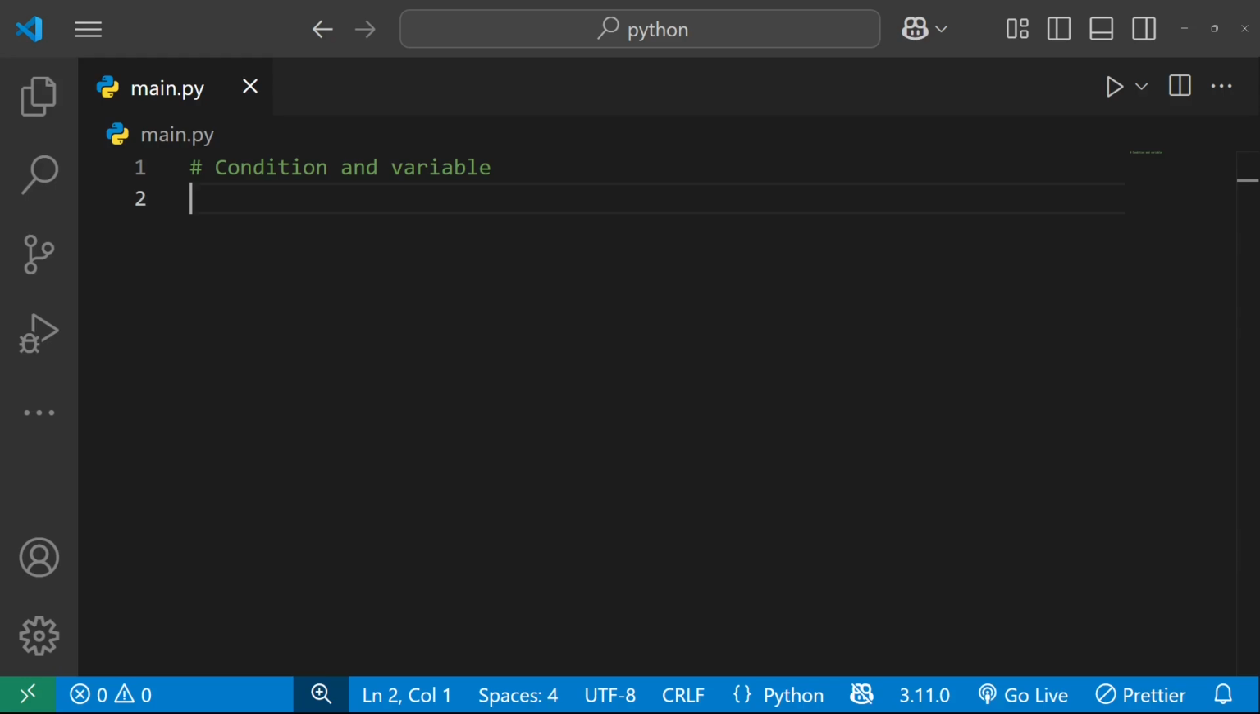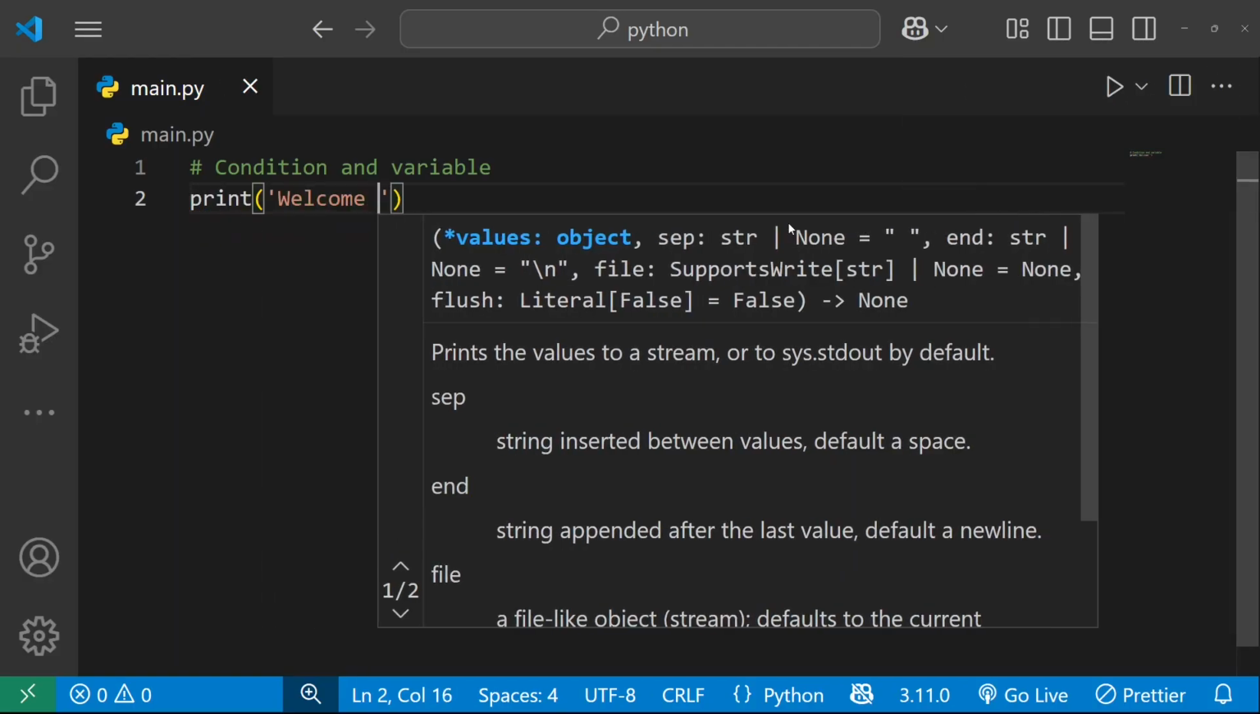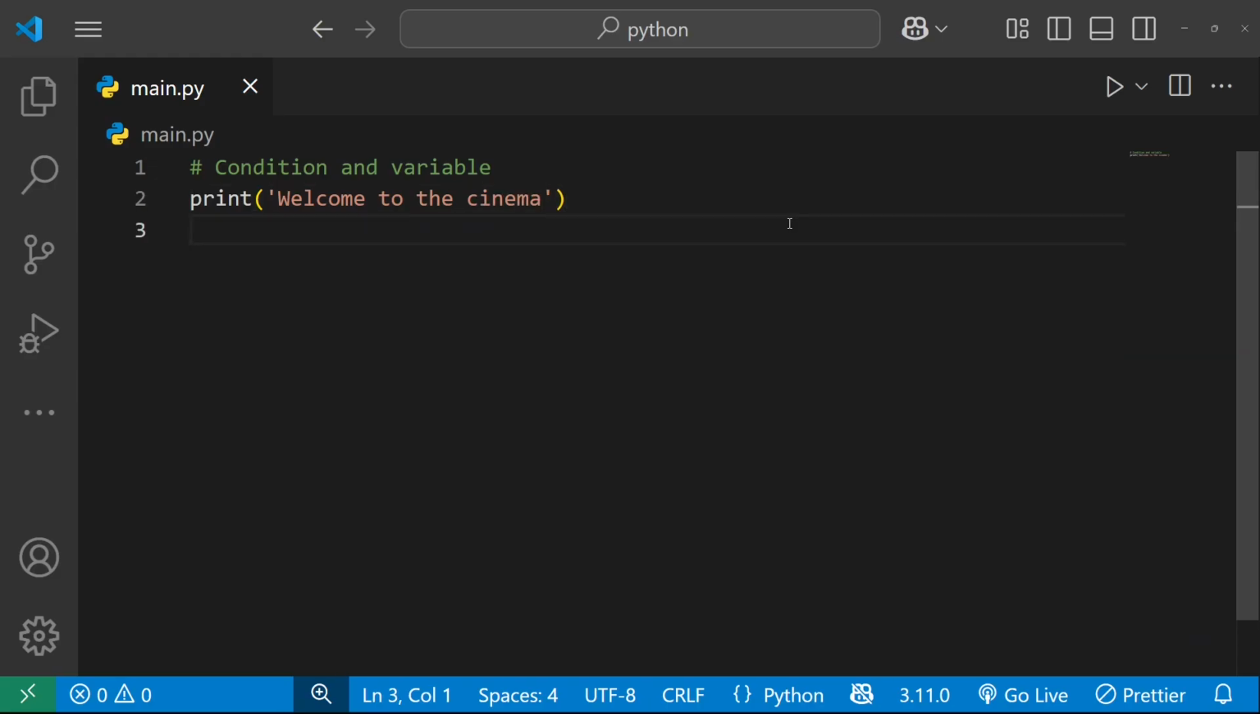In this video I would like to show you a very important concept in conditions, and it's condition and variable. So what does it mean? We will do something very similar with the cinema. So for example, welcome to the cinema, and we would like to calculate the final price. So we will ask two questions.